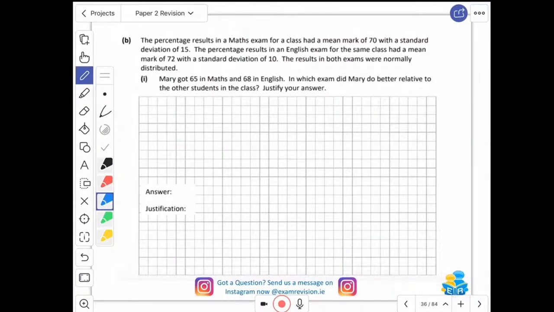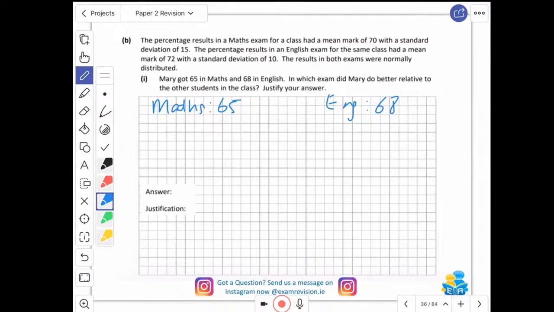So we're told that Mary got 65 in maths, and in English she got 68. In which exam did Mary do better relative to other students in the class? So this is where, remember we were told this was normally distributed. So if we can work out where her result lies in relation to the rest of the class on our bell curve, we should be able to figure out which one she did better in. So what you need to do first of all is get your standardizing formula, which again you find on page 34, and we're going to work out our z-score.